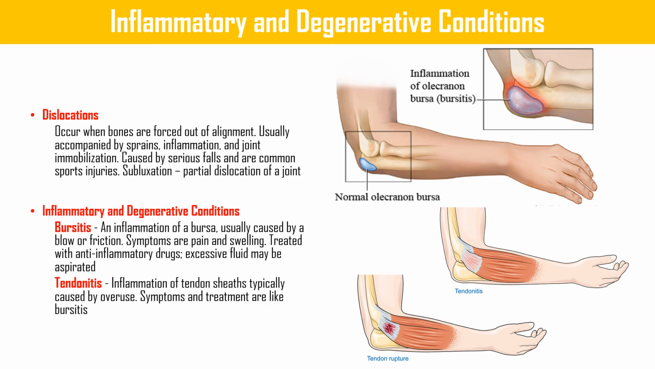Then we have bursitis, an inflammation of bursa, usually caused by a blow or friction. Symptoms are pain and swelling, treated with anti-inflammatory drugs. Excessive fluid may be aspirated. Tendonitis, inflammation of tendon sheaths typically caused by overuse. Symptoms and treatment are like bursitis.